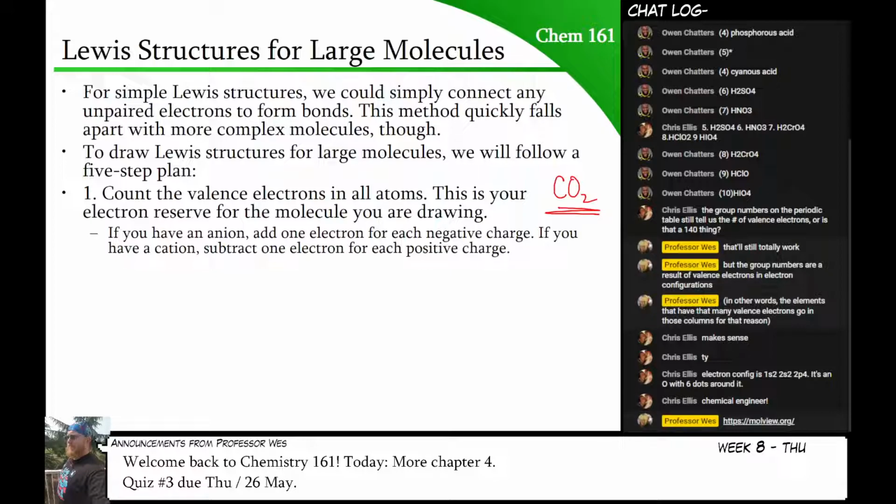So first step, count all the valence electrons. Now, how many valence electrons does something have? Well, we know carbon has this for its electron configuration, right? So we would say carbon has 4 valence electrons. That's how many dots we've been drawing around it. So each time I hit a carbon, I would add that to my bank. I could do the same thing for oxygen. There's my valence layer. So each oxygen has 6 valence electrons.